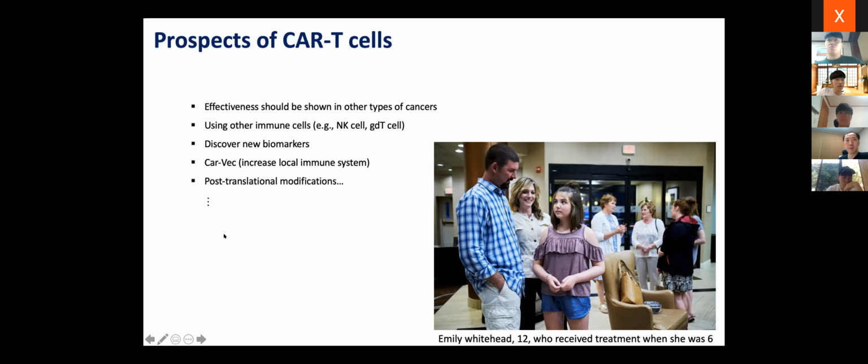So anyway, effectiveness should be shown in other types of cancers, not only leukemia. And also, for CAR T cells to develop, they should discover new biomarkers, including CD19. They also need to focus on other types of cells and post-translational modifications to make their effectiveness increase. So this is the end of my presentation. Thank you.